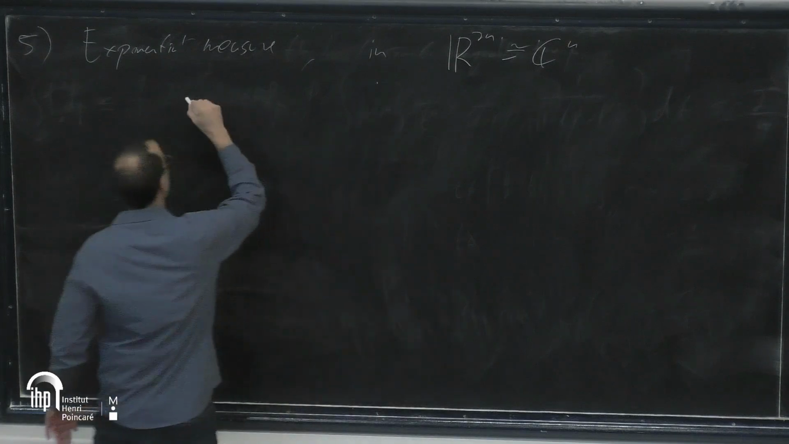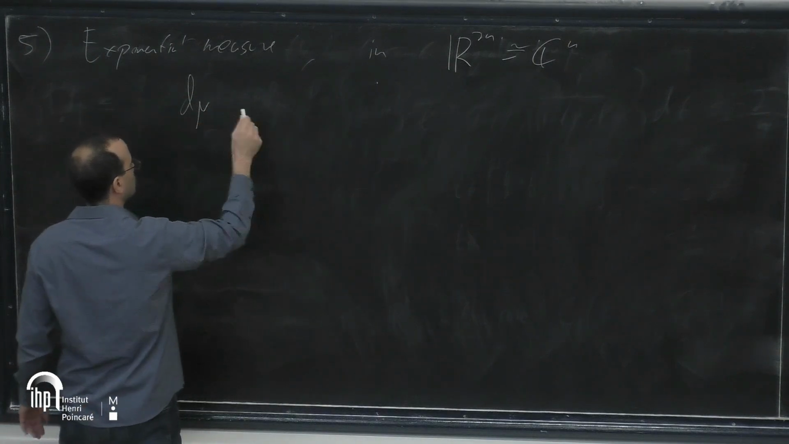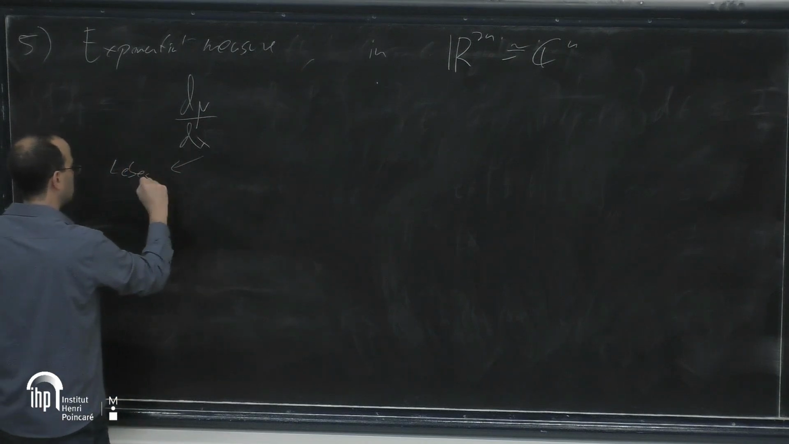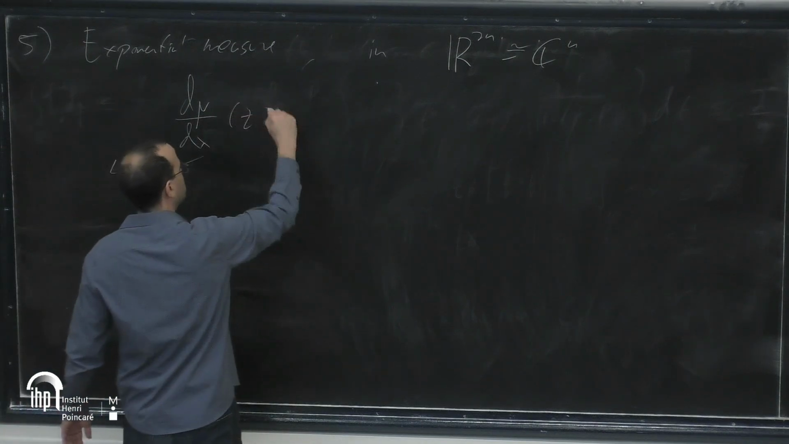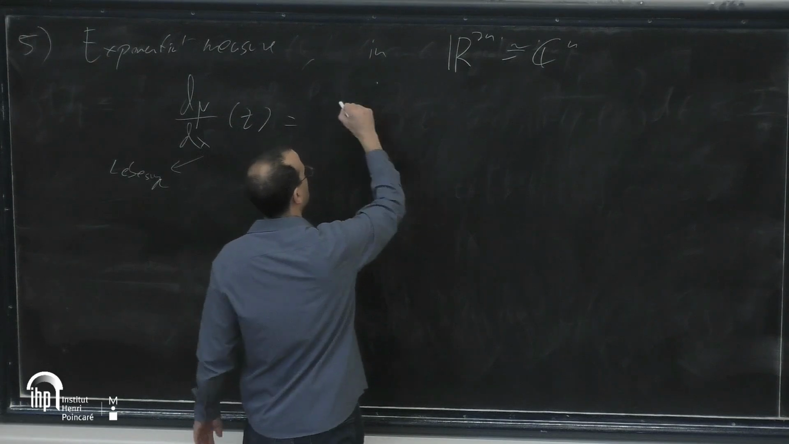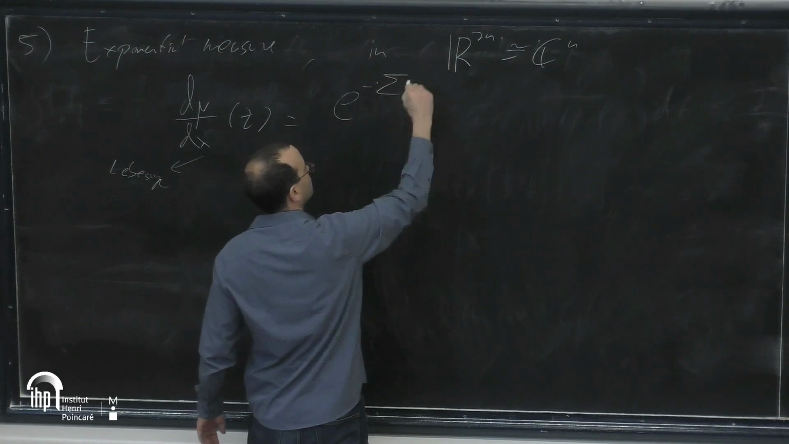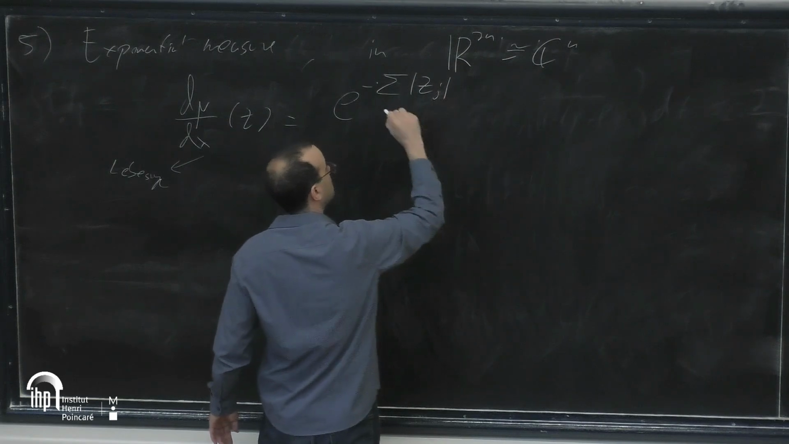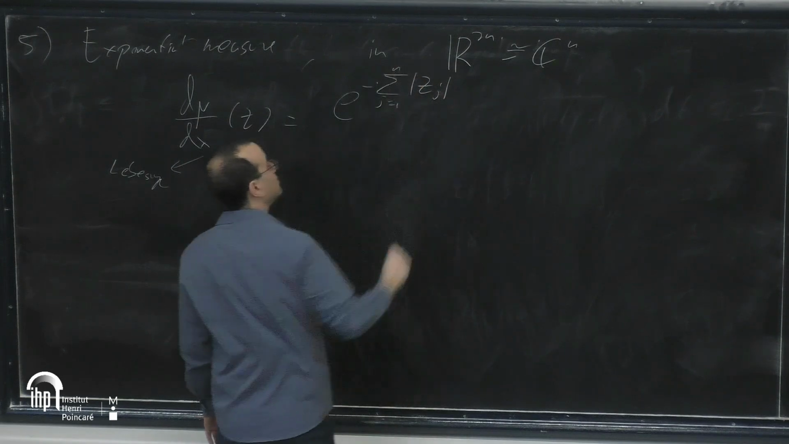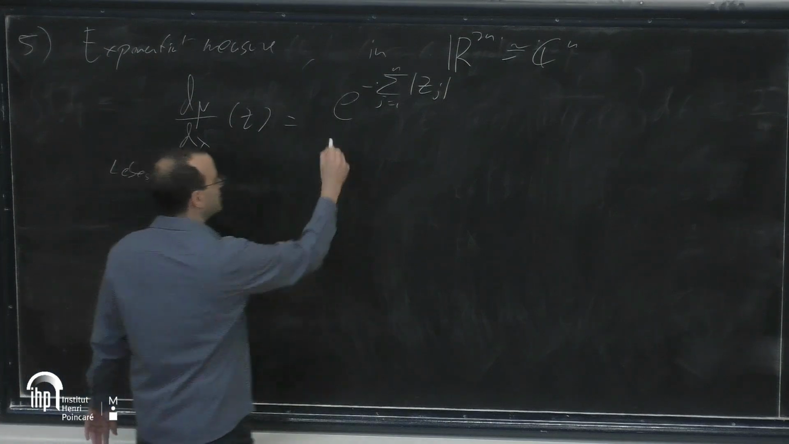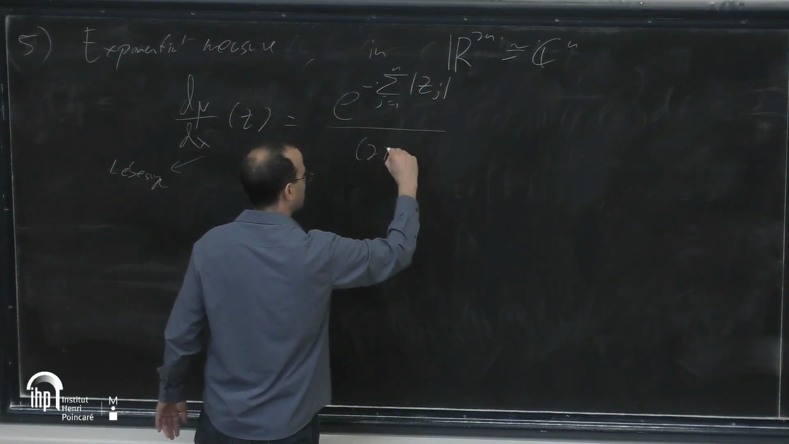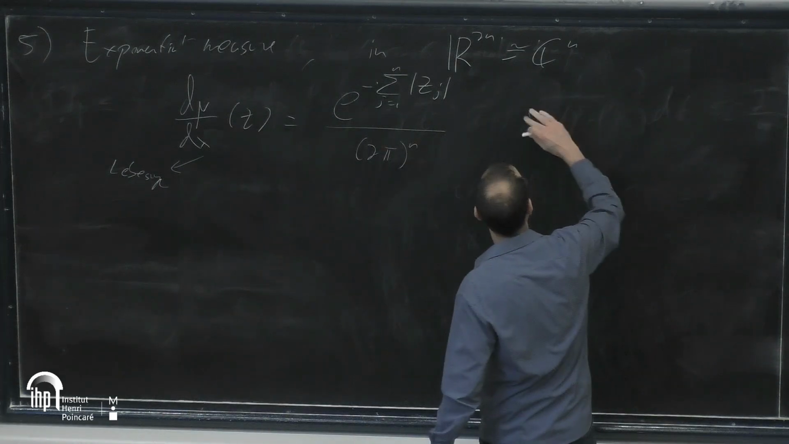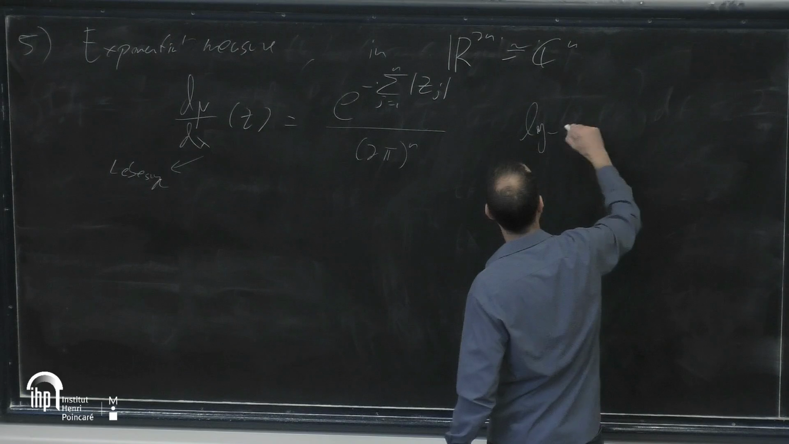And let's look at the following measure. So d mu to d, this is Lebesgue, and this would be just exponential: e to the minus sum of |z_j|. Okay? So this is the measure, and you normalize by 2 pi to the n. So it's a probability measure. This is a log-concave probability measure.